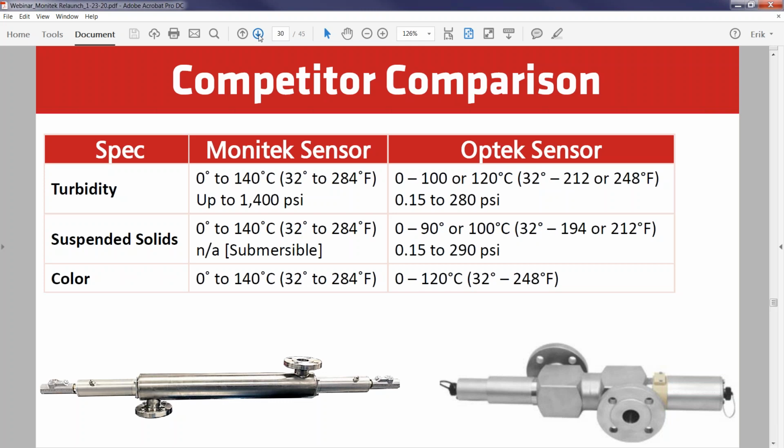Again, when you're looking at the suspended solids, same type of idea, and with the color as well. So it really gives you the ability to go into unique applications that are truly value add and be able to differentiate ourselves from Optek specifically and the other competitors that are on the market.